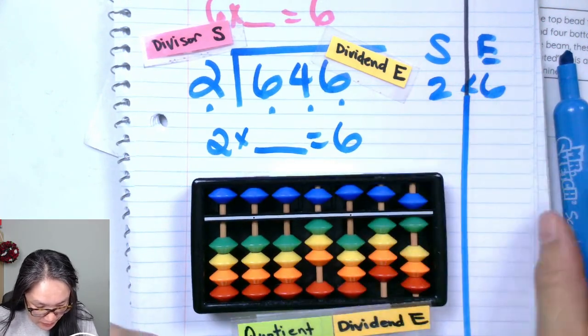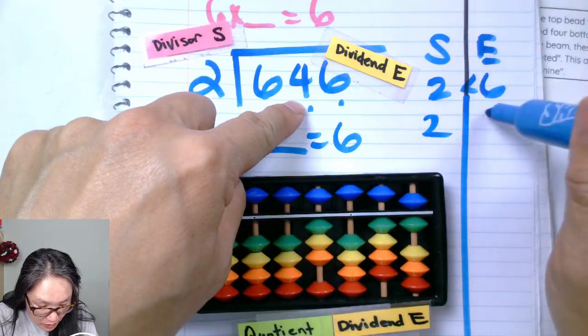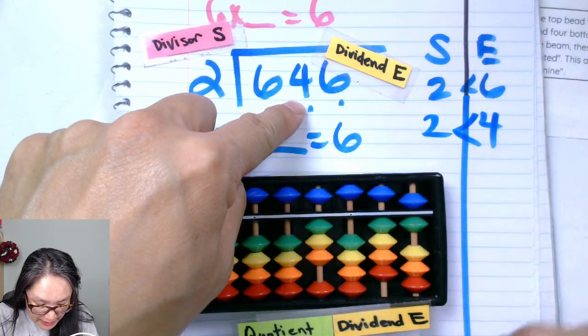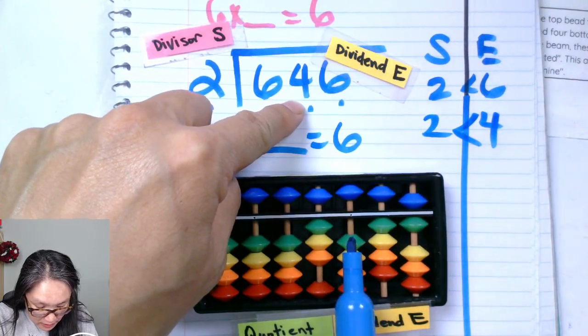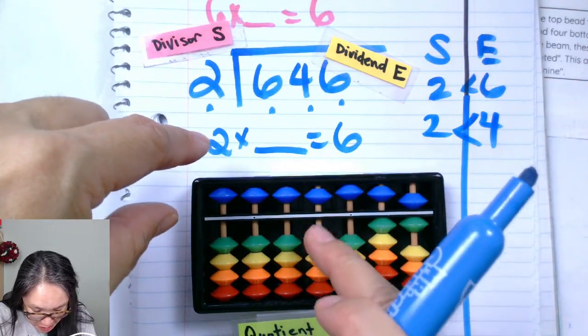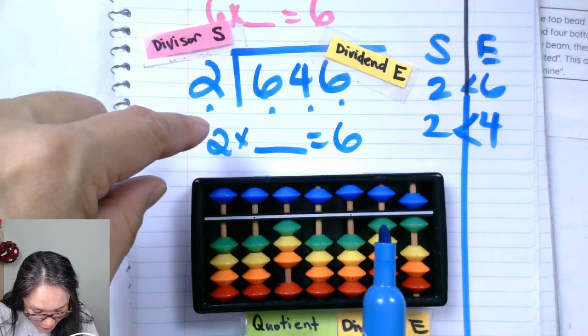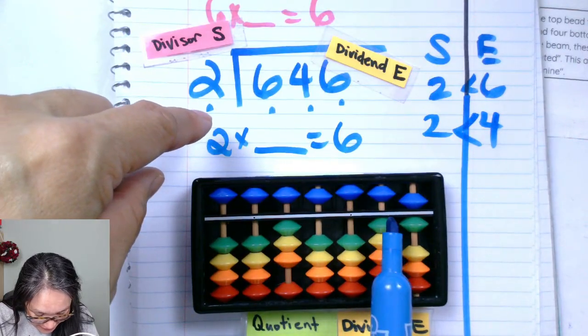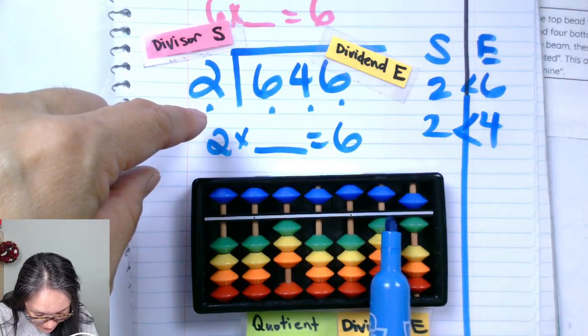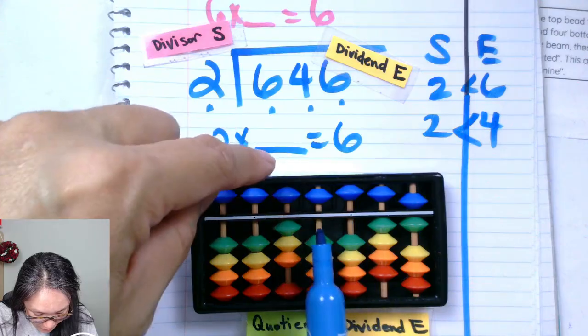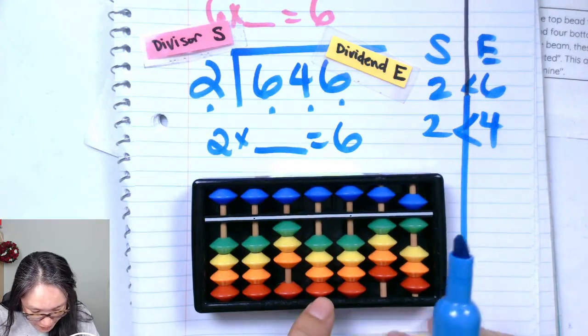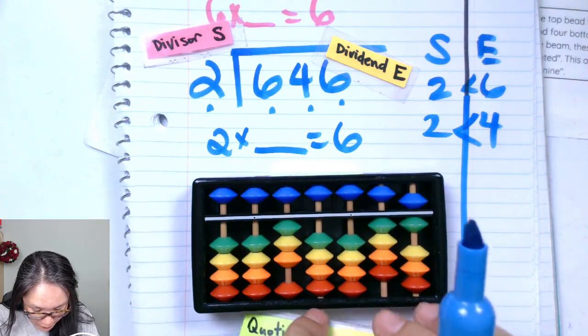And then what do we do? The next thing we're going to do is 2 or 4. 4 is bigger. Again, we got to skip one column. So we're here. The 4 is bigger. So we got to skip one column and we're here. 2 times what is equal to 4 or less?